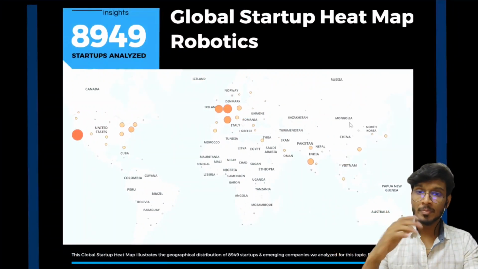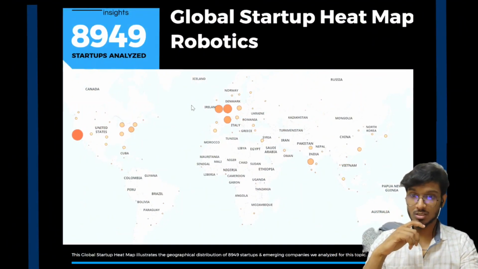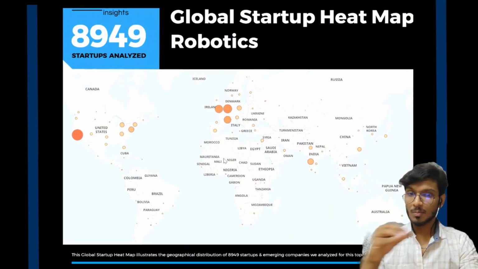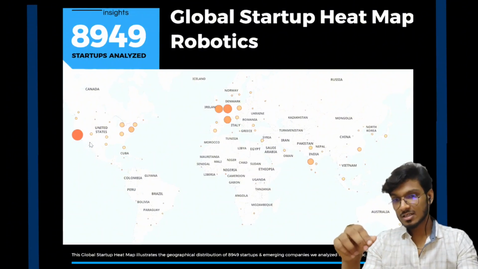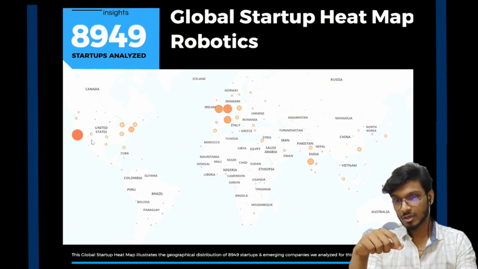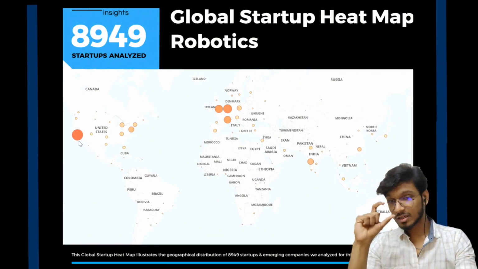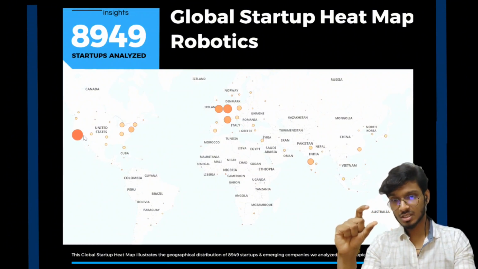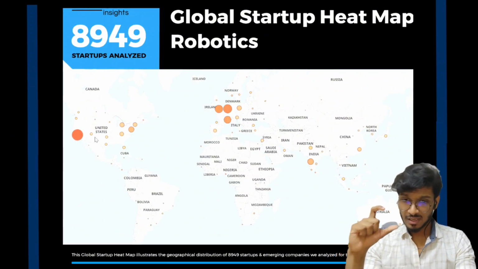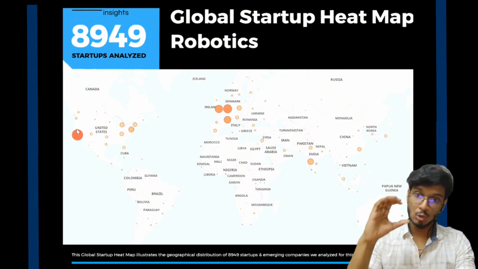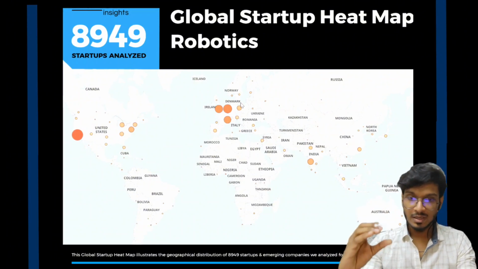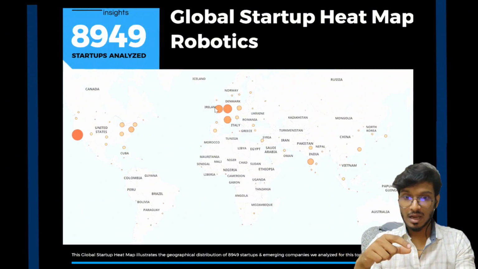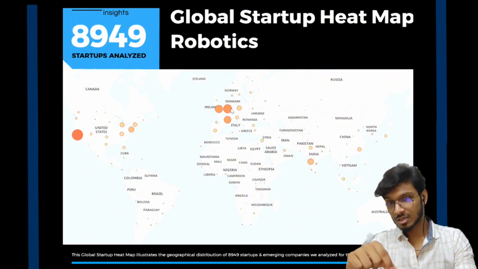So this is the heat map, global startup heat map robotics. So what does it mean? What companies are involved at which geographical locations? Suppose here in the United States, California, Silicon Valley is a very big dark orange, reddish orange color circle. It means that in this area, there is too much traffic of robotics startups. There's too much crowd of startup companies in this area. In the same way, you can see in Sweden, Ireland, Denmark and also in Germany, a very big circle here.